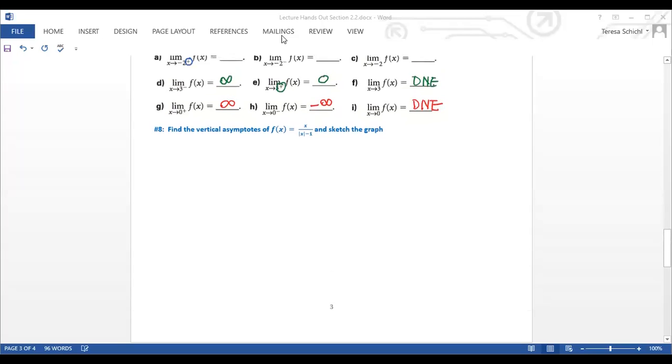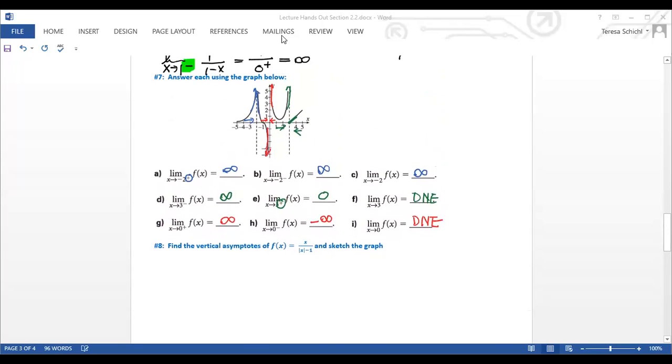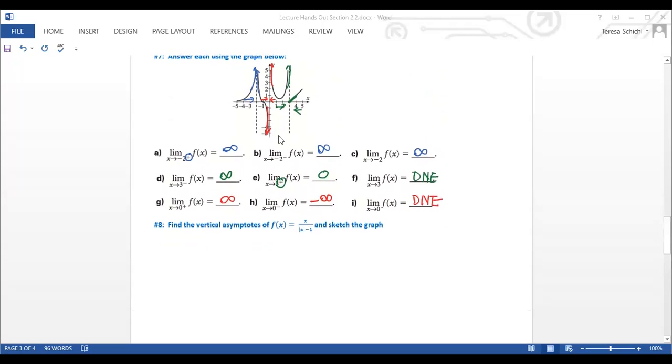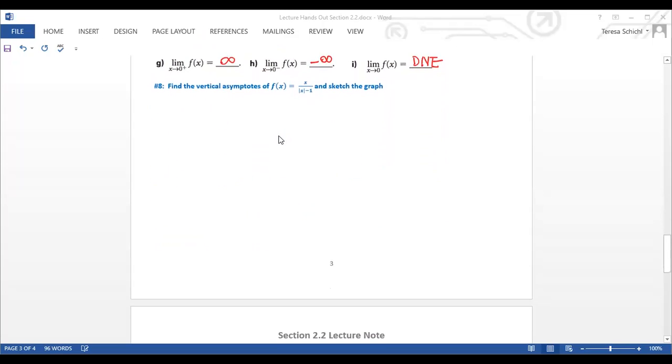All right, so we have completed this example from our first video in part 1, finding the right-hand limit and the left-hand limit. Now we're going to put a lot more emphasis on the vertical asymptotes. Okay, number 8 here says find the vertical asymptotes and sketch the graph.